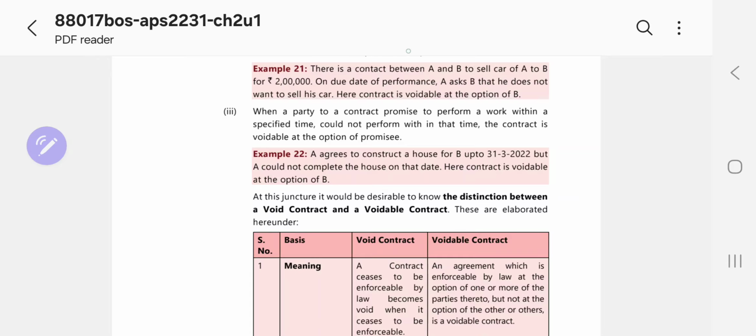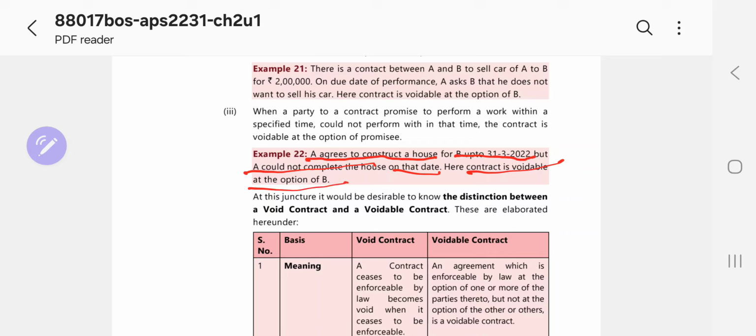Now coming to the third thing, when a party to a contract promises to perform a work within a specified time but could not perform within that time, the contract is voidable at the option of the promisee. For example, here A agrees to construct a house for B up to 31st March 2022, but A could not complete the house on that date. Here the contract is voidable at the option of B. B can reject the contract.